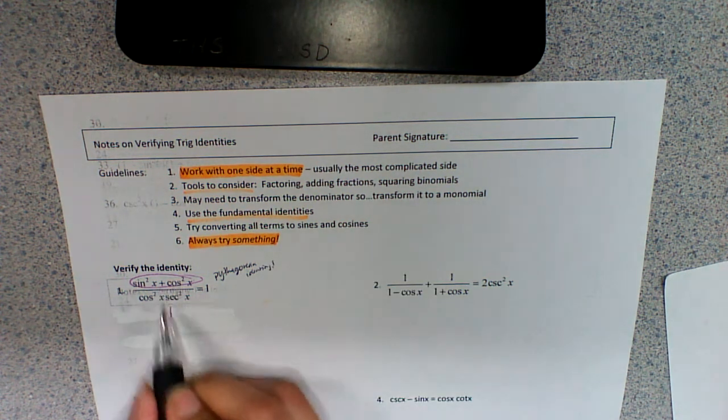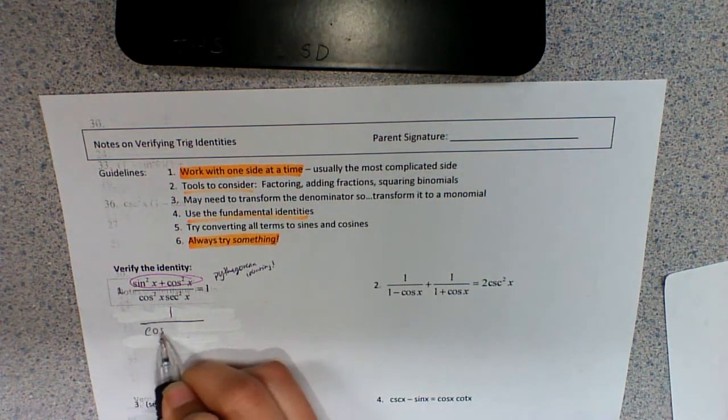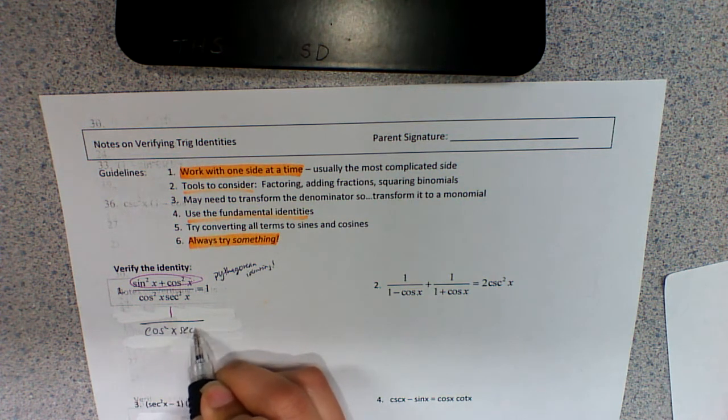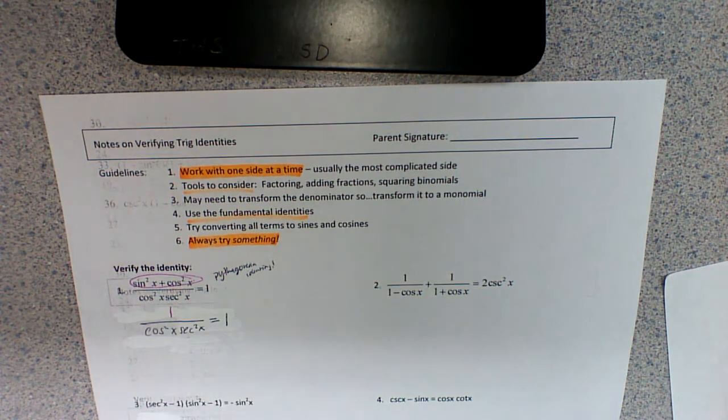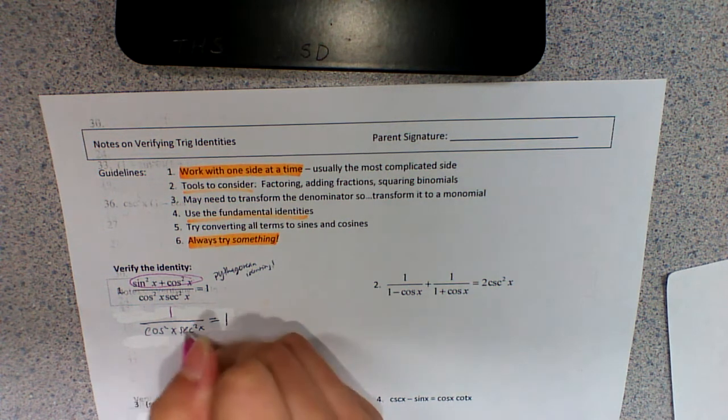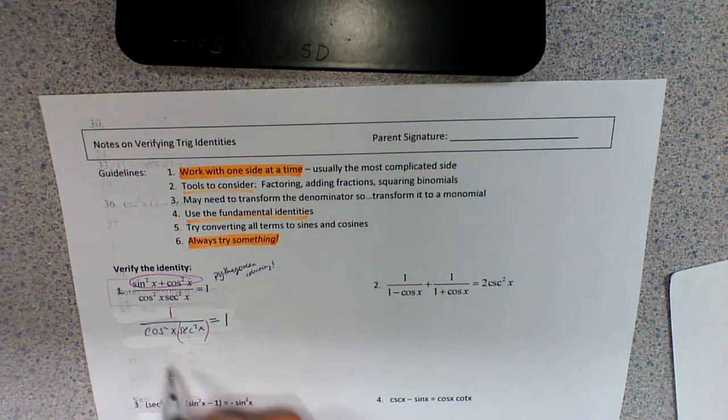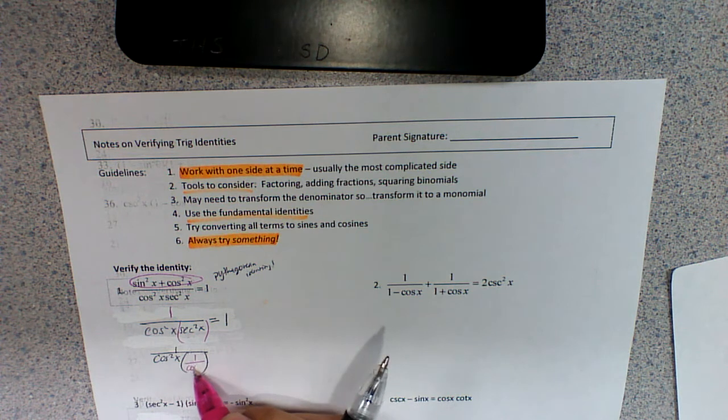So now I know that the numerator is 1. The denominator is still, for right now, cos squared of x times secant squared of x, and I want it to equal 1. So you'll see me kind of repeat the right side over and over again. Okay, so now this is a fraction, so let me look at what's left over. I have cos squared and secant squared. Well, secant squared I know is 1 over cos squared. Now if I change that to 1 over cos squared, it helps me tremendously. So I'm going to write that as 1 over cos squared of x.